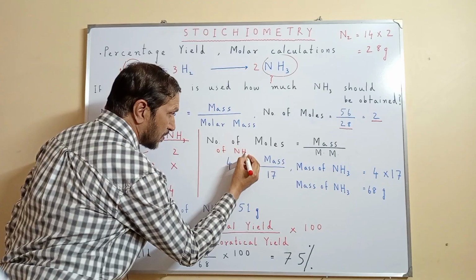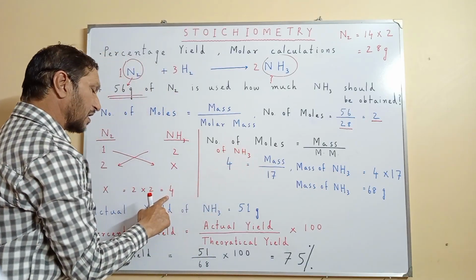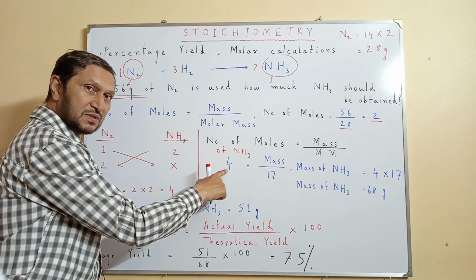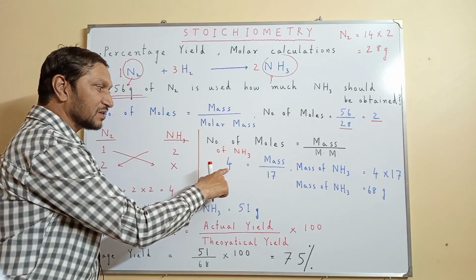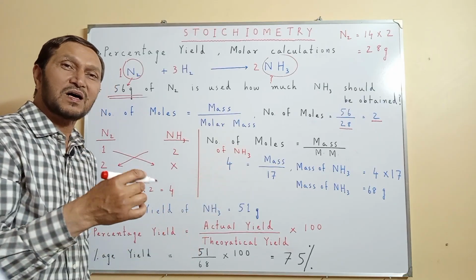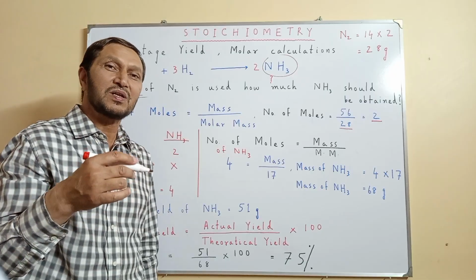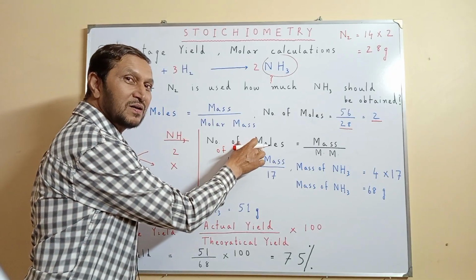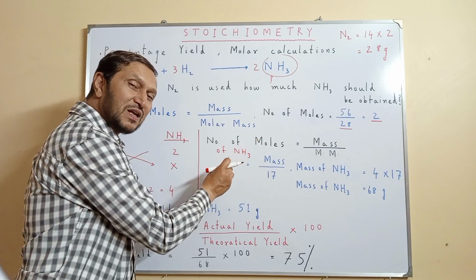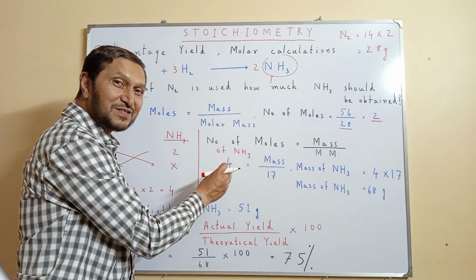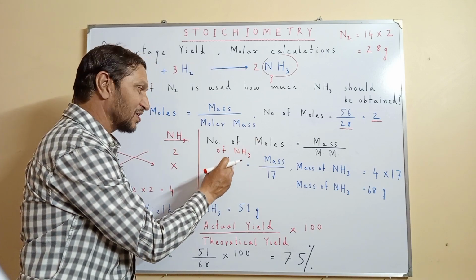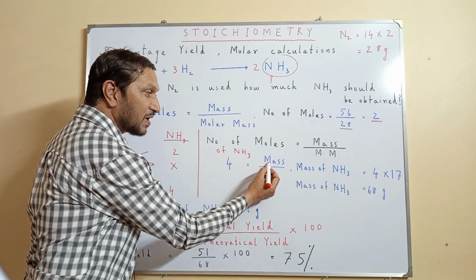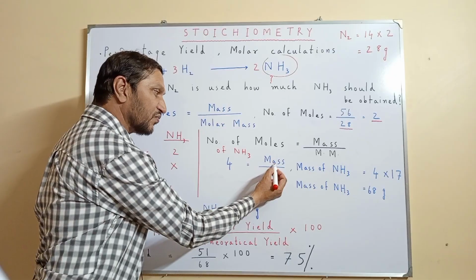So through the ratio method, how many moles of ammonia did we calculate? 4 moles. So write the values then and there. I suggest you do not use new formulas every time. Use the same formula and put the values then and there in the formula. This is the easiest way to calculate. So now the number of moles is 4 and the mass is unknown. We have to find it out.